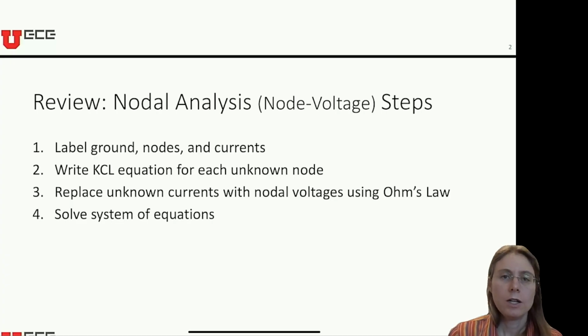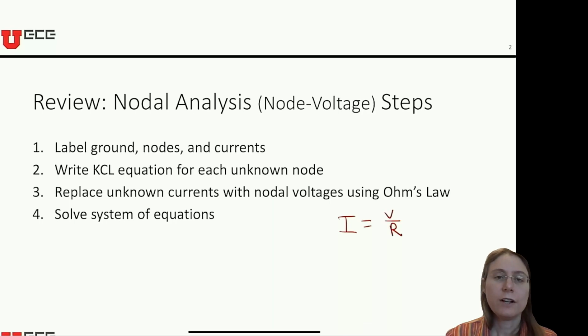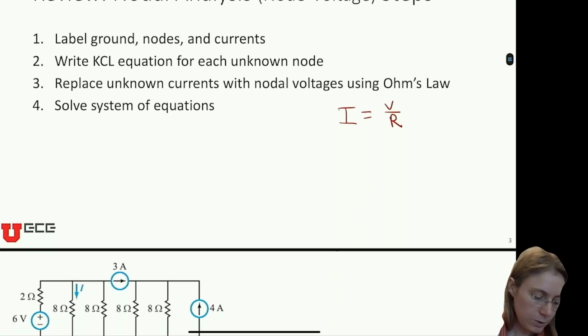First, we label our ground, and then we label all our nodes either with known voltages or with an unknown variable, like VA, VB, VC. And then we label currents through all the resistors with variables. Then we write a KCL equation at each unknown node, and by unknown node, I mean we don't know the voltage there. And then the next step is we replace the currents with expressions that are V over R, because by Ohm's law, I is V over R. And then finally, we solve the single equation, or in this case, the system of equations, because we may have multiple equations. Let's do an example.